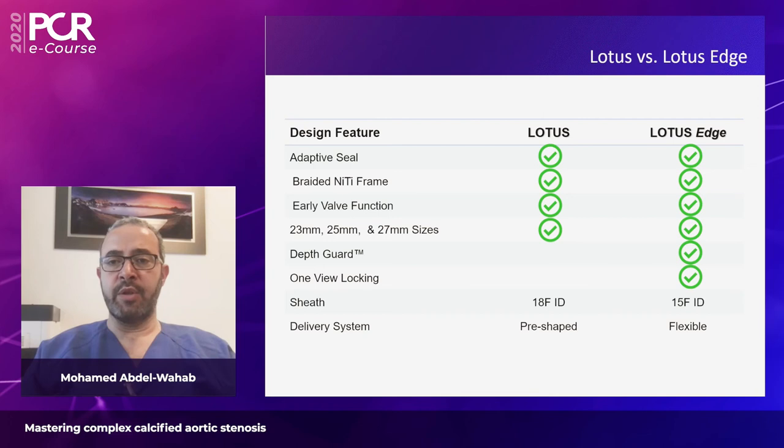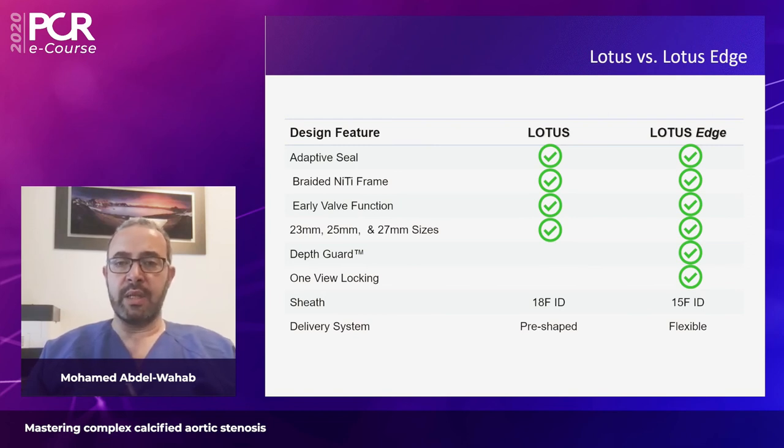This is just a table showing you the differences between the Lotus and the Lotus Edge. So the Lotus Classic, the older generation, compared to the current generation Lotus Edge: you have the same adaptive seal and the non-graded nitinol frame with the Lotus Edge. You have early valve function, and you currently still have the same sizes, 23, 25, 27.